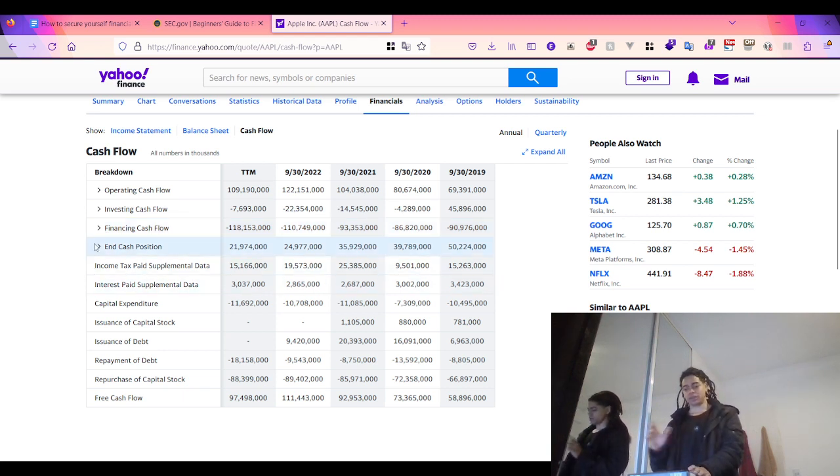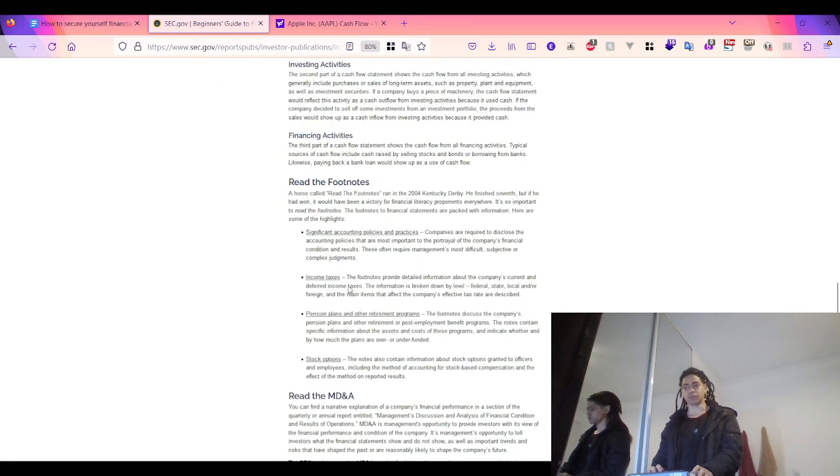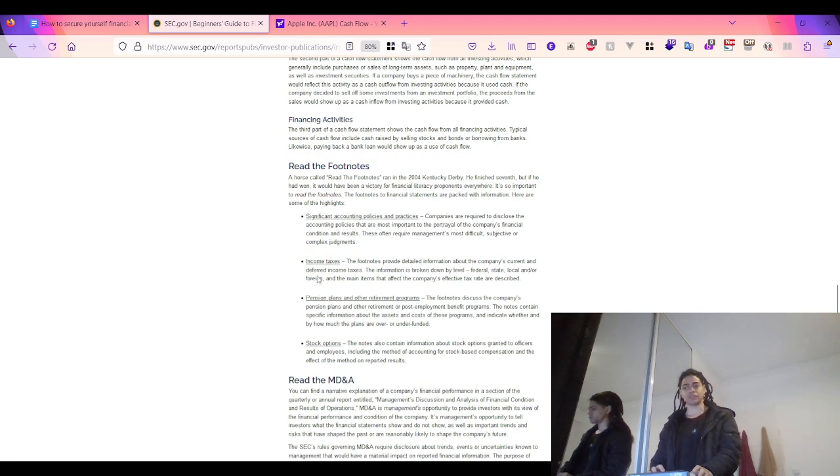Now, another important note the company has here is the income tax payable. This section is described in more detail. For example, if you take a look here, income taxes are described with more detail about the local, state, federal, or foreign taxes, whether it's deferred taxes or current taxes.